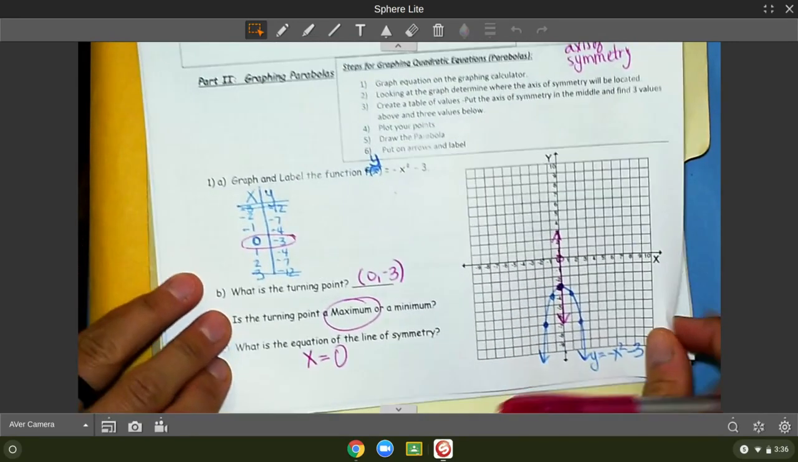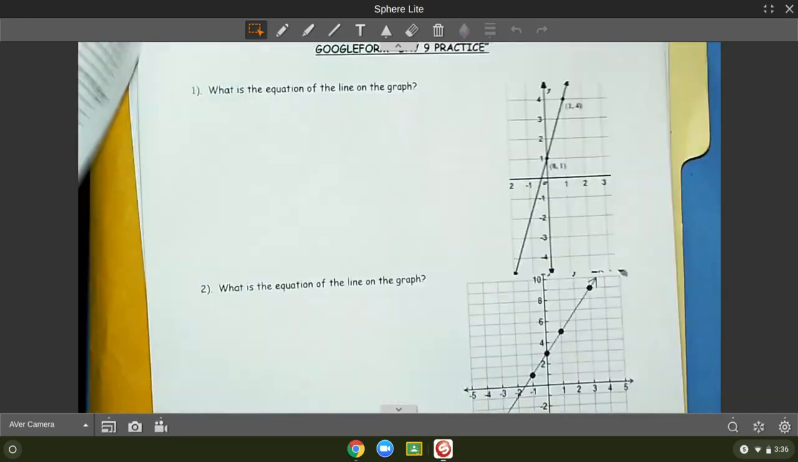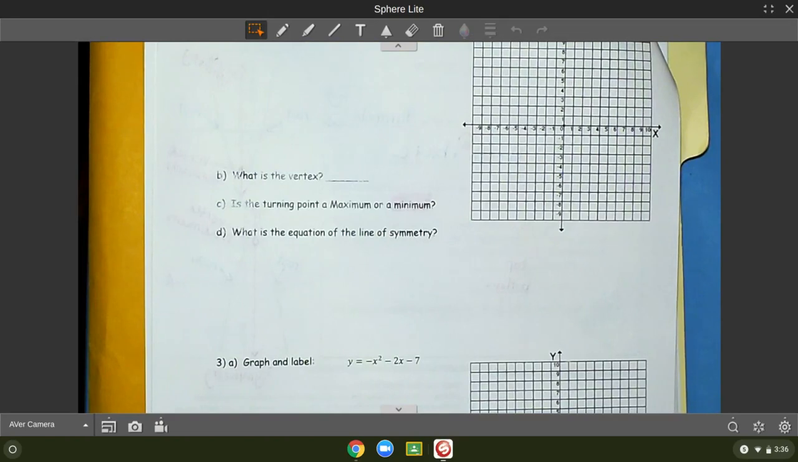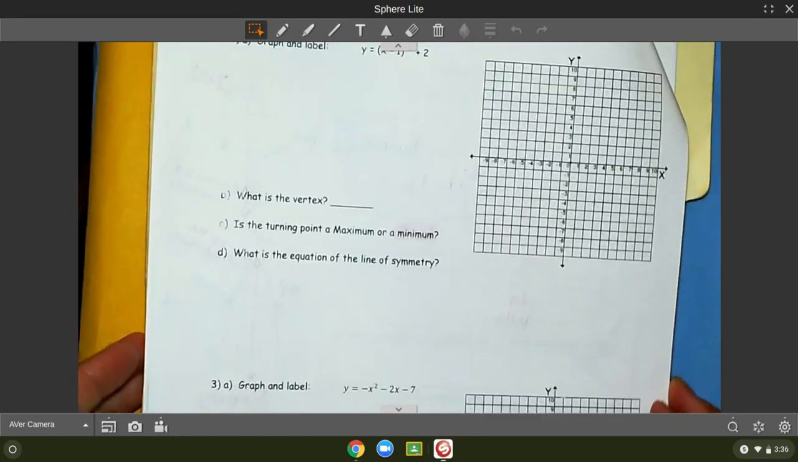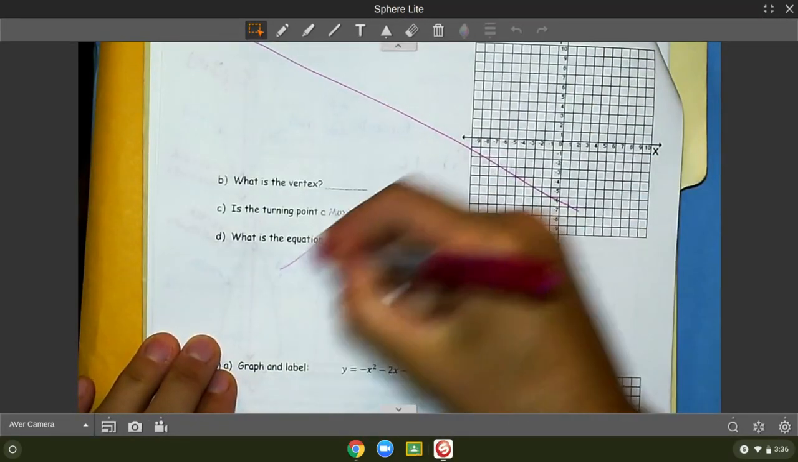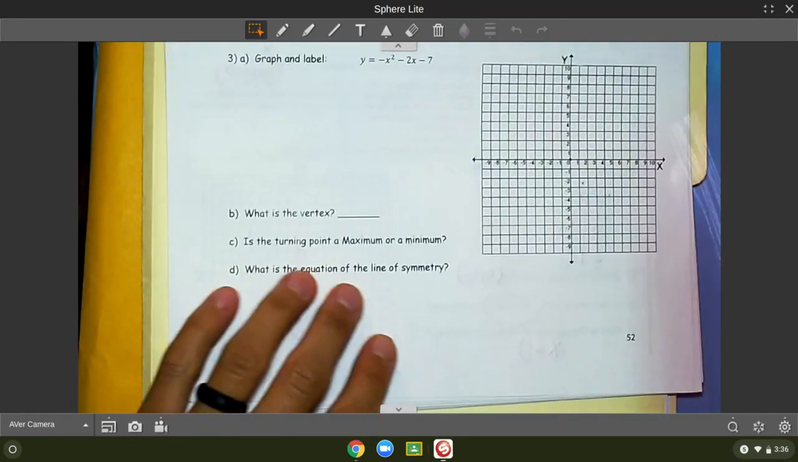All right, let's go ahead. We're going to try one more together. Okay, next up, number 2. So number 2, we're going to cross off. We're going to go right down to number 3.